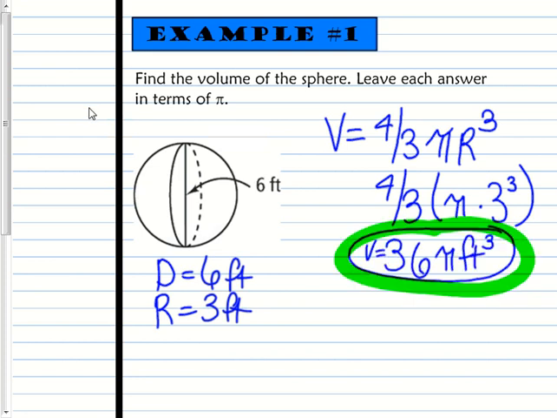Okay, the answer is the volume equals 36 pi feet cubed. 3 cubed is 27 times 4 is 108. Divided by 3 gives you 36. So 36 pi feet cubed is the volume of a sphere with a diameter of 6. Let's move on to the next one.